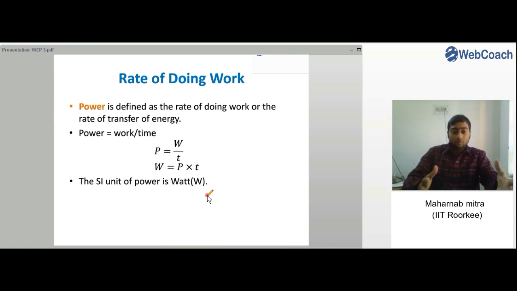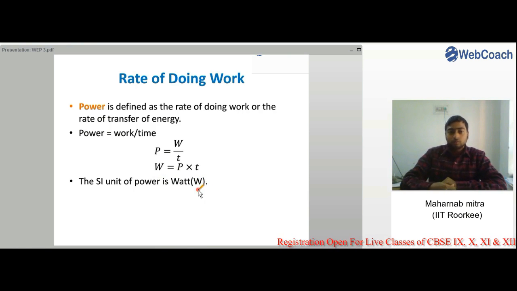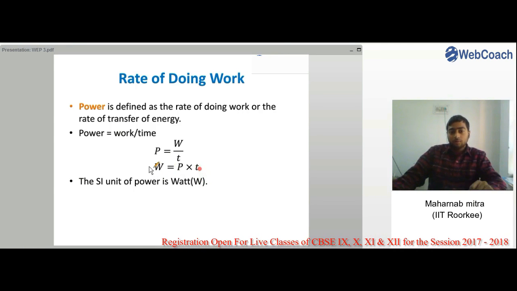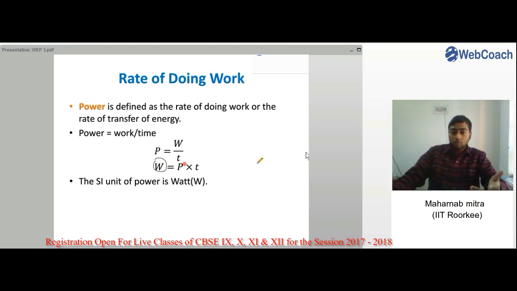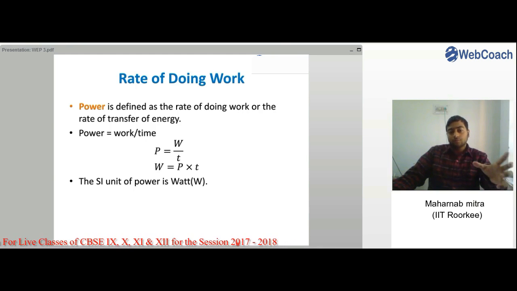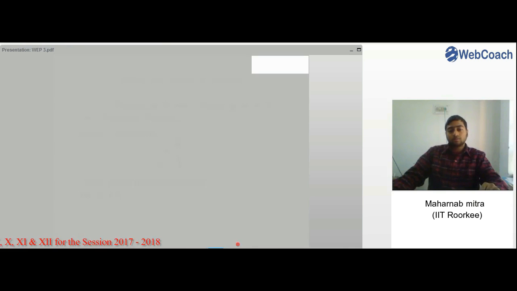So the SI unit of the rate of doing work, which is power, is watt. It is named after a famous scientist whose surname was Watt. You can look it up in your book. The SI unit is given as watt and its symbol is W, right? Don't confuse the symbol of work and the symbol of this unit. This symbol W is used after a numerical value, and when we are using variables in a formula, we use W as the symbol for work. So be careful while using the unit and the symbol for work.